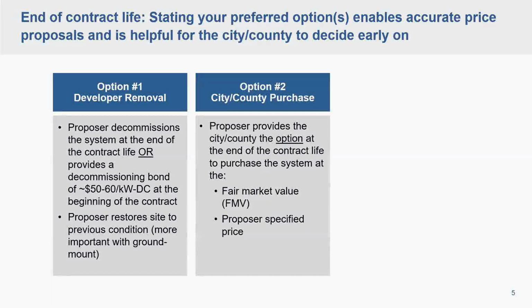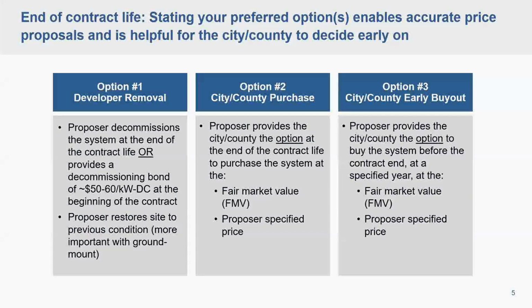Another option that we spoke a little bit about in one of the previous webinars was an option for the city or county to purchase the system at the end of the contract life, either using the fair market value at that time or the proposer specified price in the contract. So that's an option that you could request in the RFP, including that option in the bid proposal.